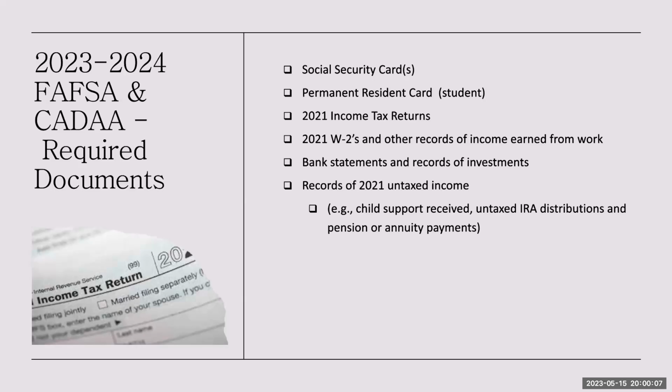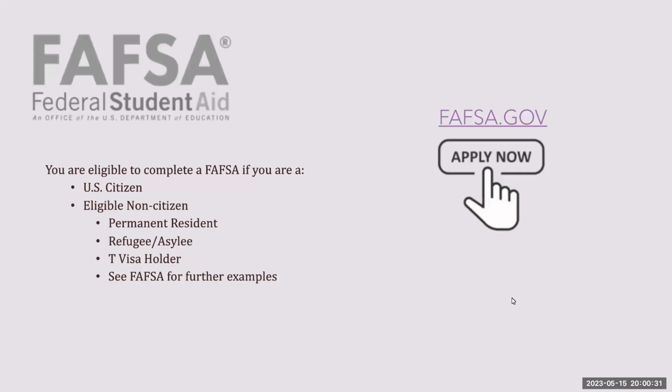Now, if some of the documents listed on here aren't something that you have, for example, if you don't have a permanent resident card, then don't worry about it. You don't need it. If you, for example, don't have bank statements or are not a tax filer and are not required to file taxes, then you can still complete your application without these.